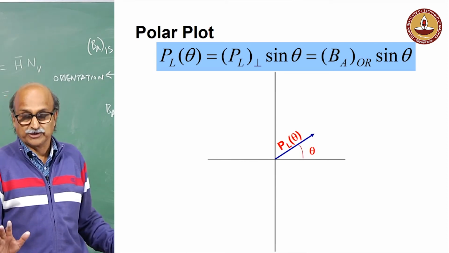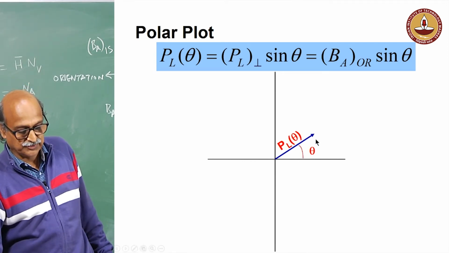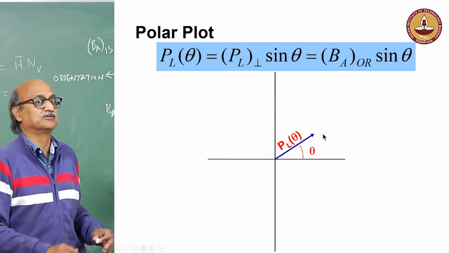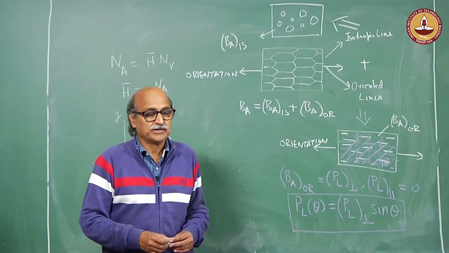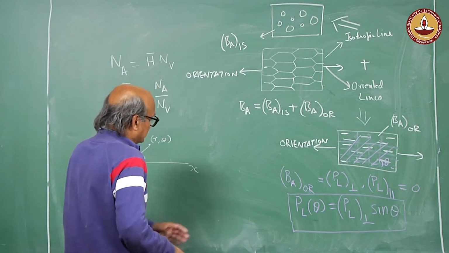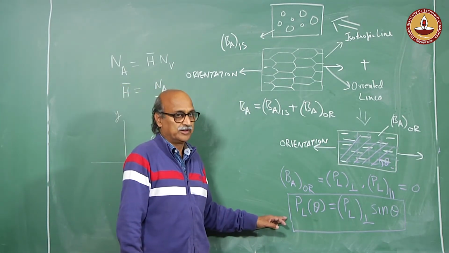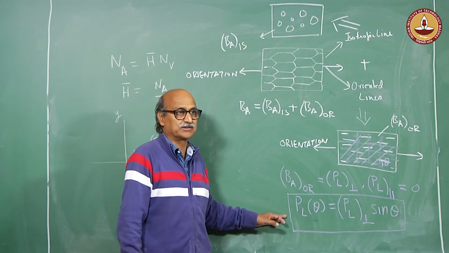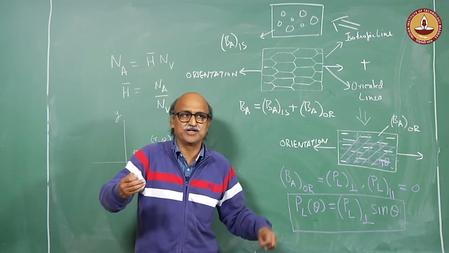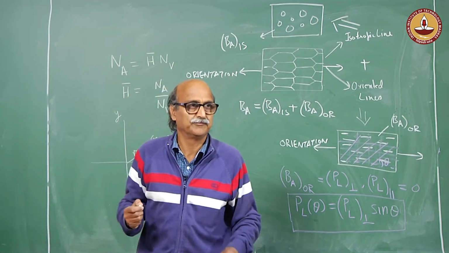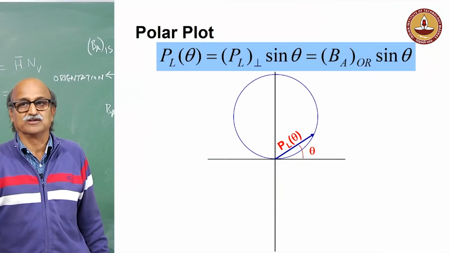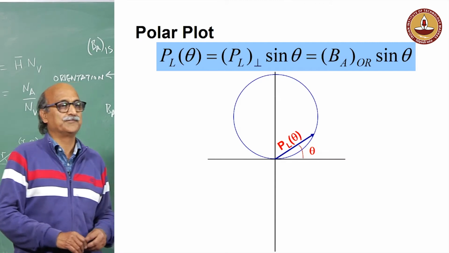So, this is what I am plotting. PL is the length of the vector, theta is the angle the vector makes with the x axis. When the equation is this, what kind of a curve do you expect you will get from theta varying from 0 to 180 degrees? You will get a circle like this.